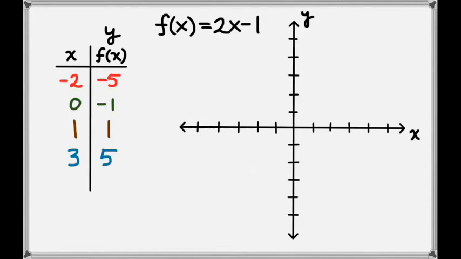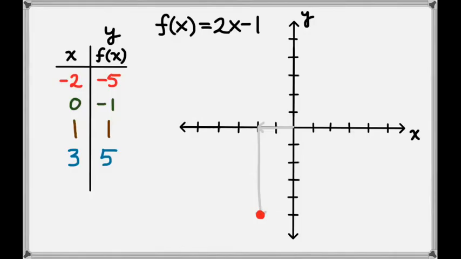So our f of x values are going to be our y values on this graph. So negative 2, negative 5, we'll graph the same way as we've done before. The negative 2 means we're going to go to the left by 2, and the negative 5 means we'll go down from there by 5. This gives us the point negative 2, negative 5. This is a point on our graph of f of x.